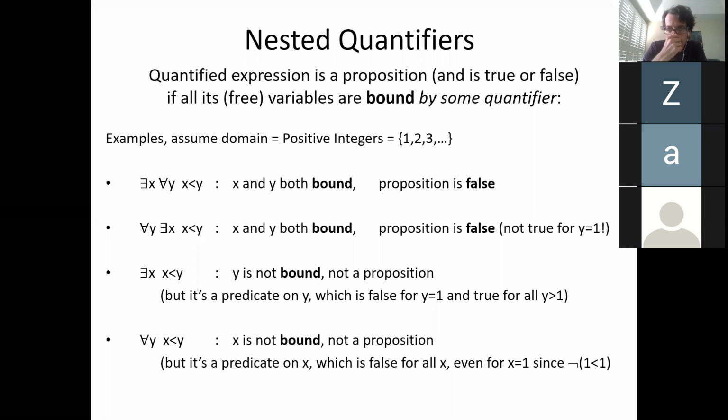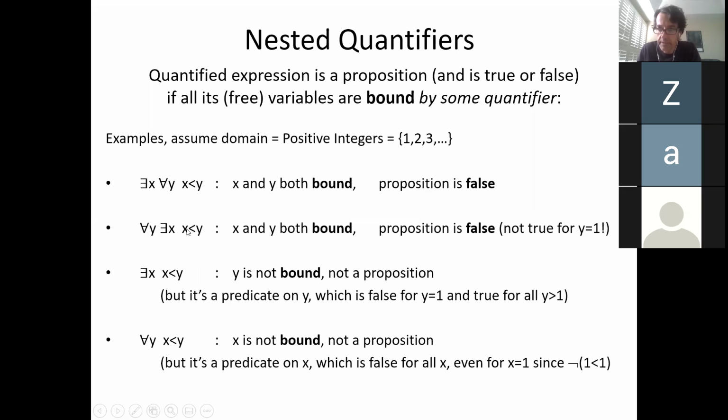Professor? For the second statement, would it be true if we had an infinite domain? This one, there exists. This one? No. This one. Yeah. Well, this is infinite. So basically, if you crossed out positive, yeah, right? If it were just integers, then yeah, it would be true.